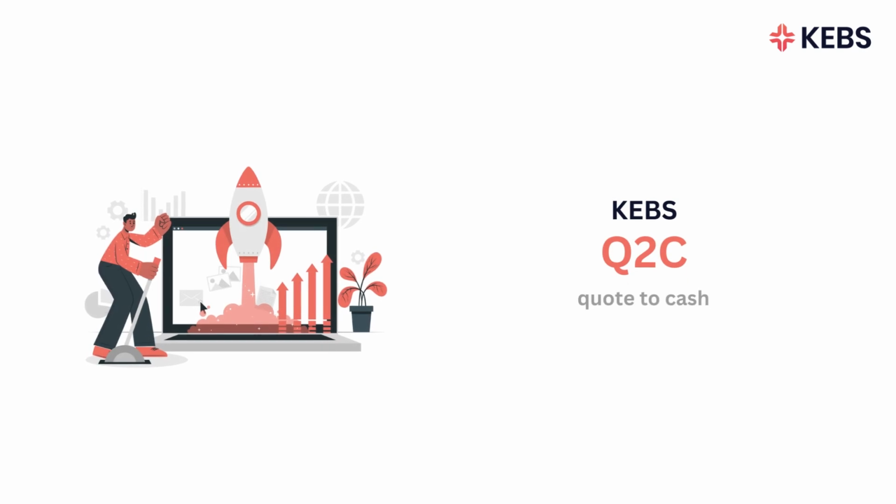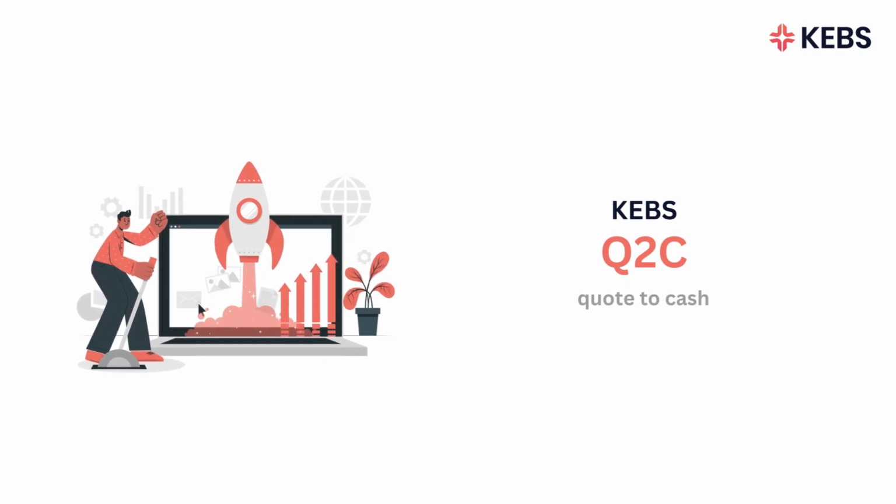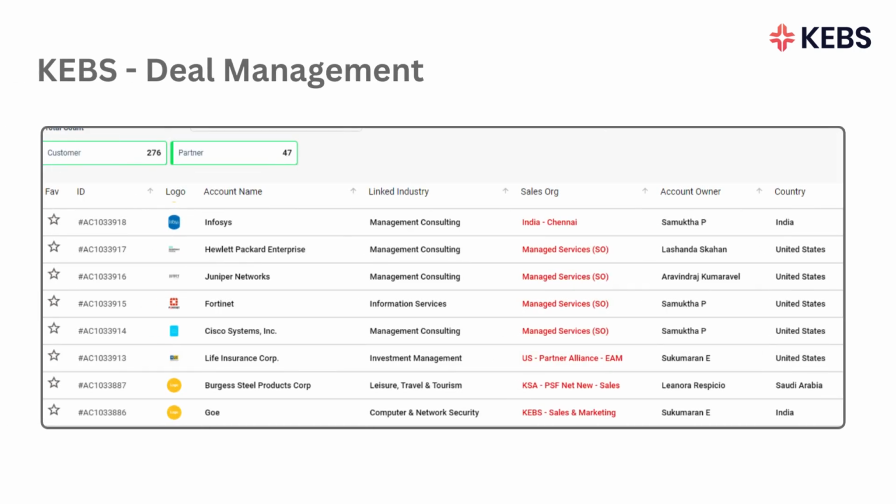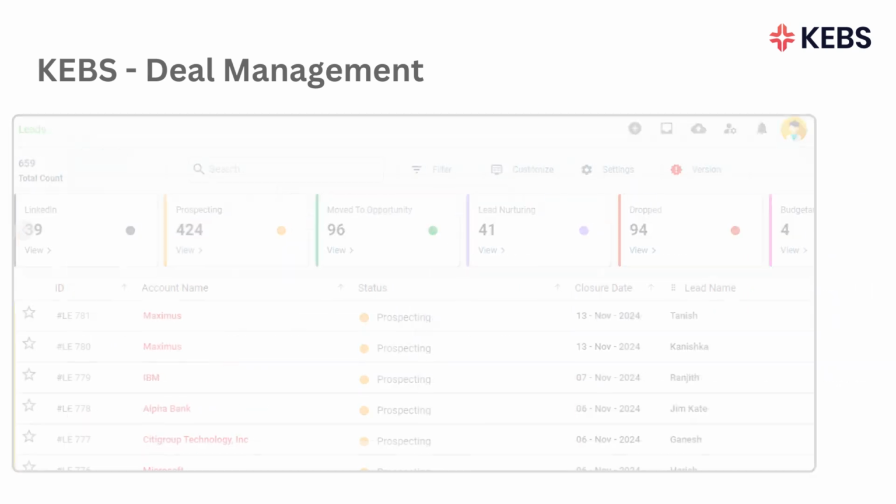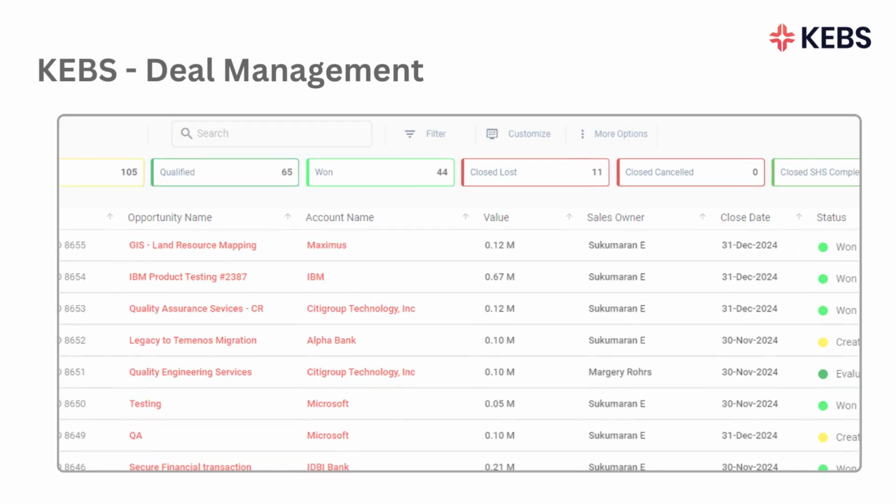Let's quickly explore the compelling features of the KEBS quote-to-cash process that are irresistible. Starting with deal management, you'll have a 360-degree view of your customers, allowing you to manage all their details, including contacts, leads, opportunities, and other customer activities.